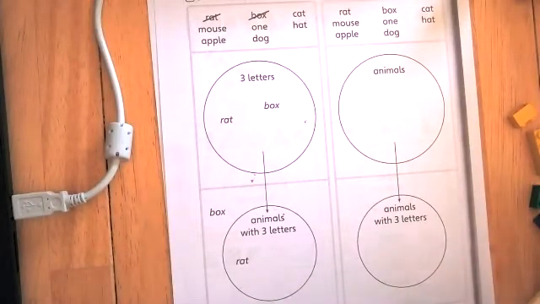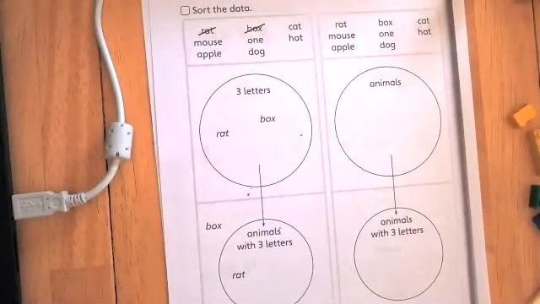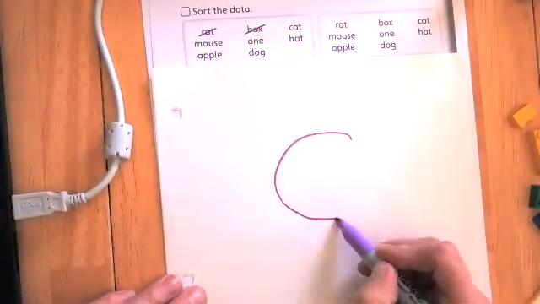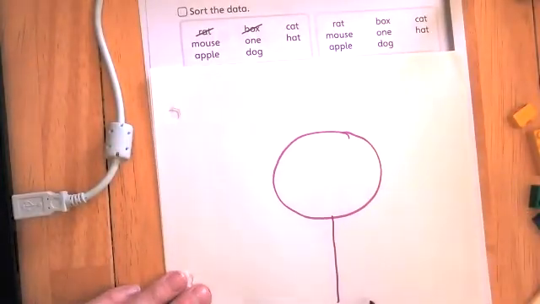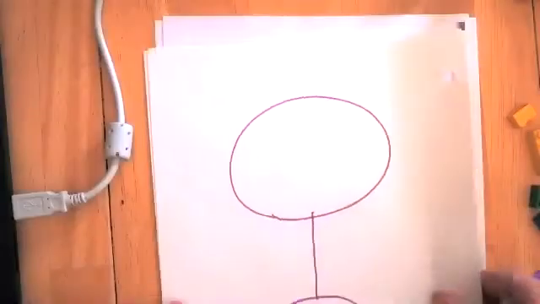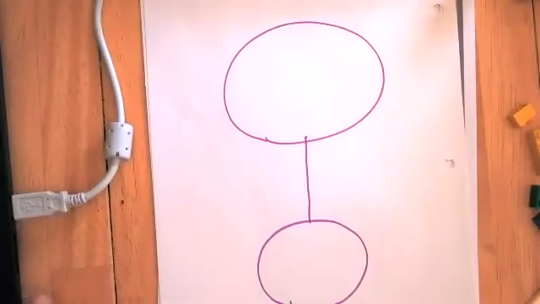This is like two sorting circles. So this time they're going to break it into two. So I'm going to do a little thing here. Got my first sorting circle and my second one. Actually, I should probably make the first one bigger because there'd be more in the first group. Okay, can you see that?